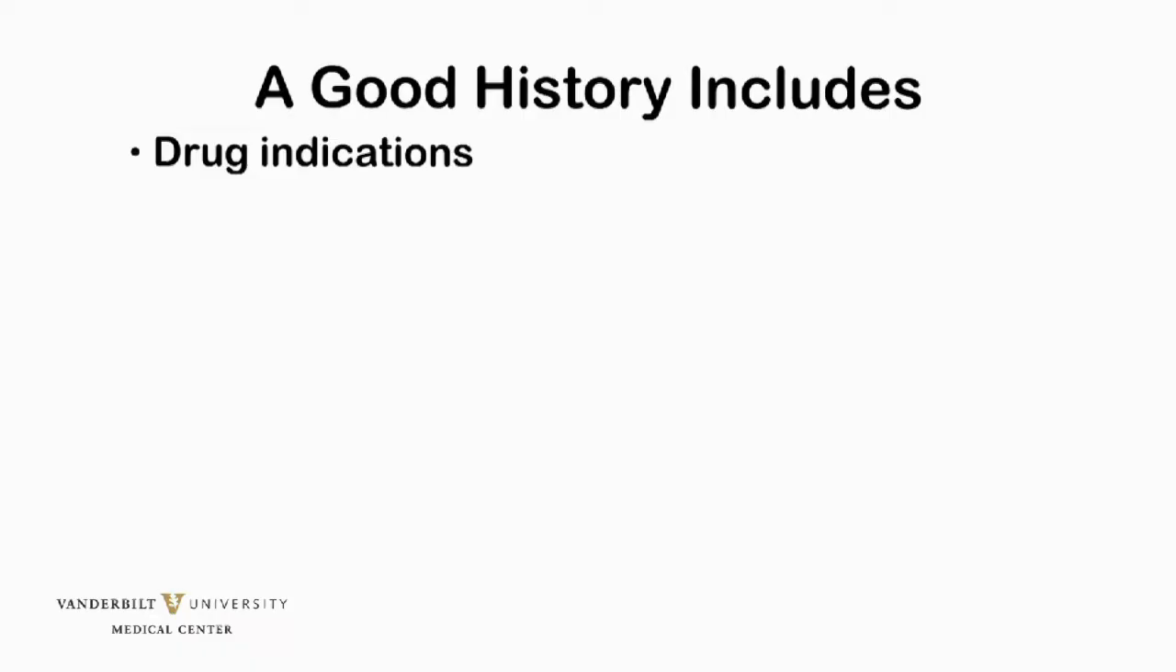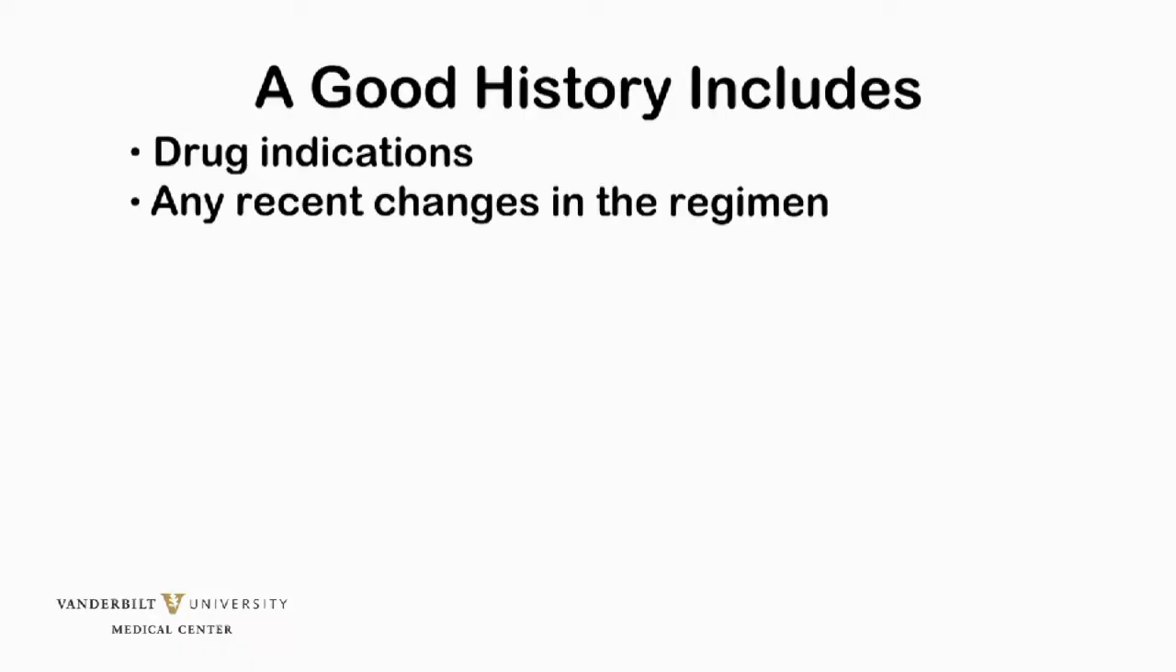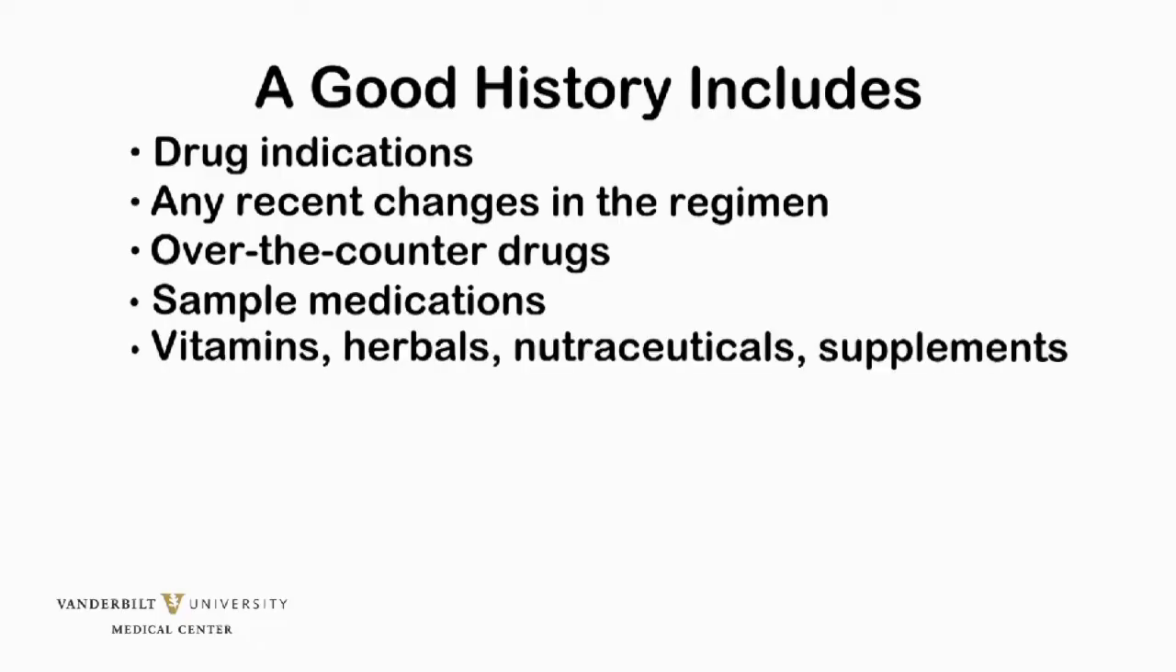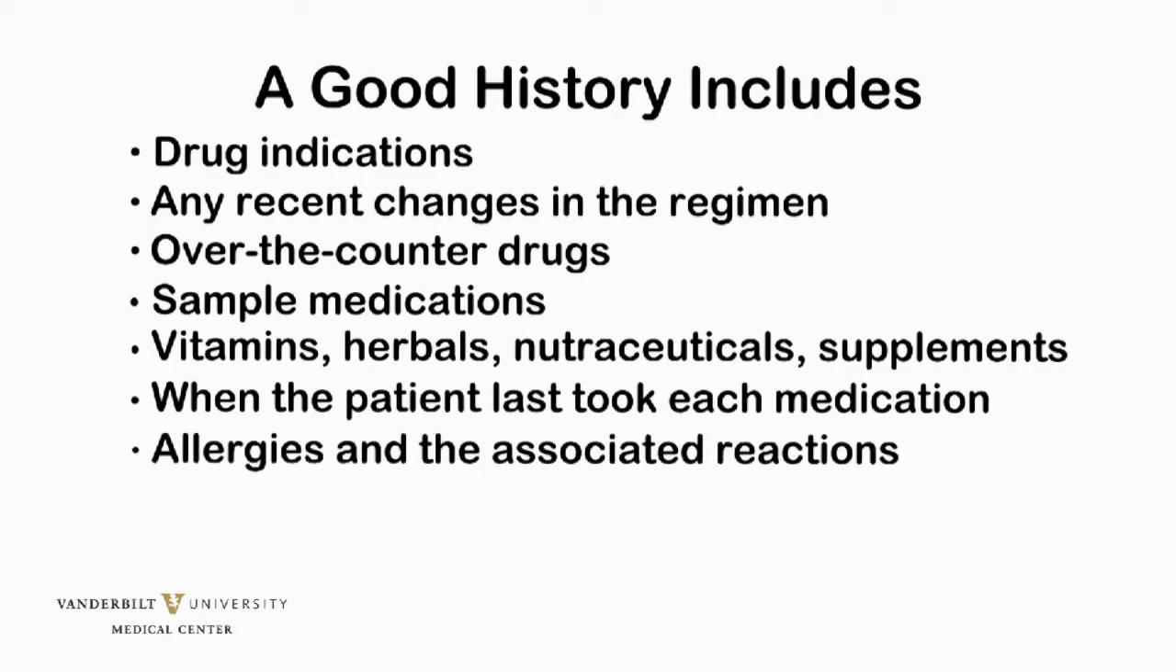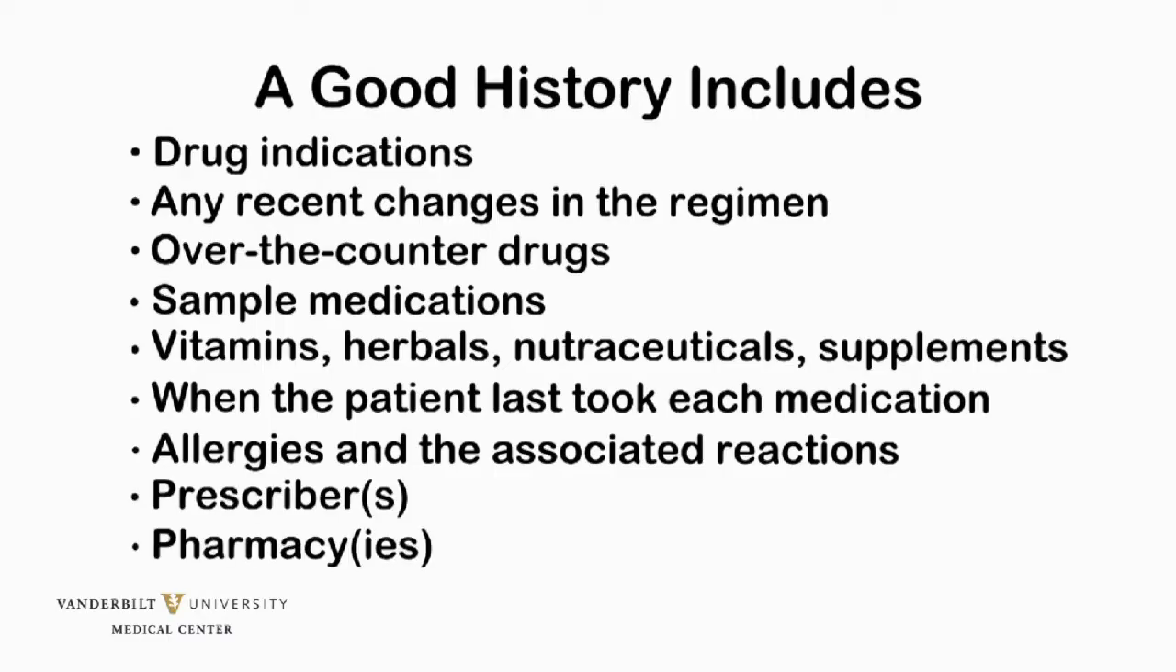It is helpful to know about any recent changes in the regimen, including drugs that were recently stopped, started, or prescribed for a short course, such as antibiotics. Over-the-counter drugs, samples, vitamins, herbals, and other products should be included. Ask when the patient last took each medication. It's also important to note the patient's allergies and the associated reactions, as well as their various prescribers and pharmacies.